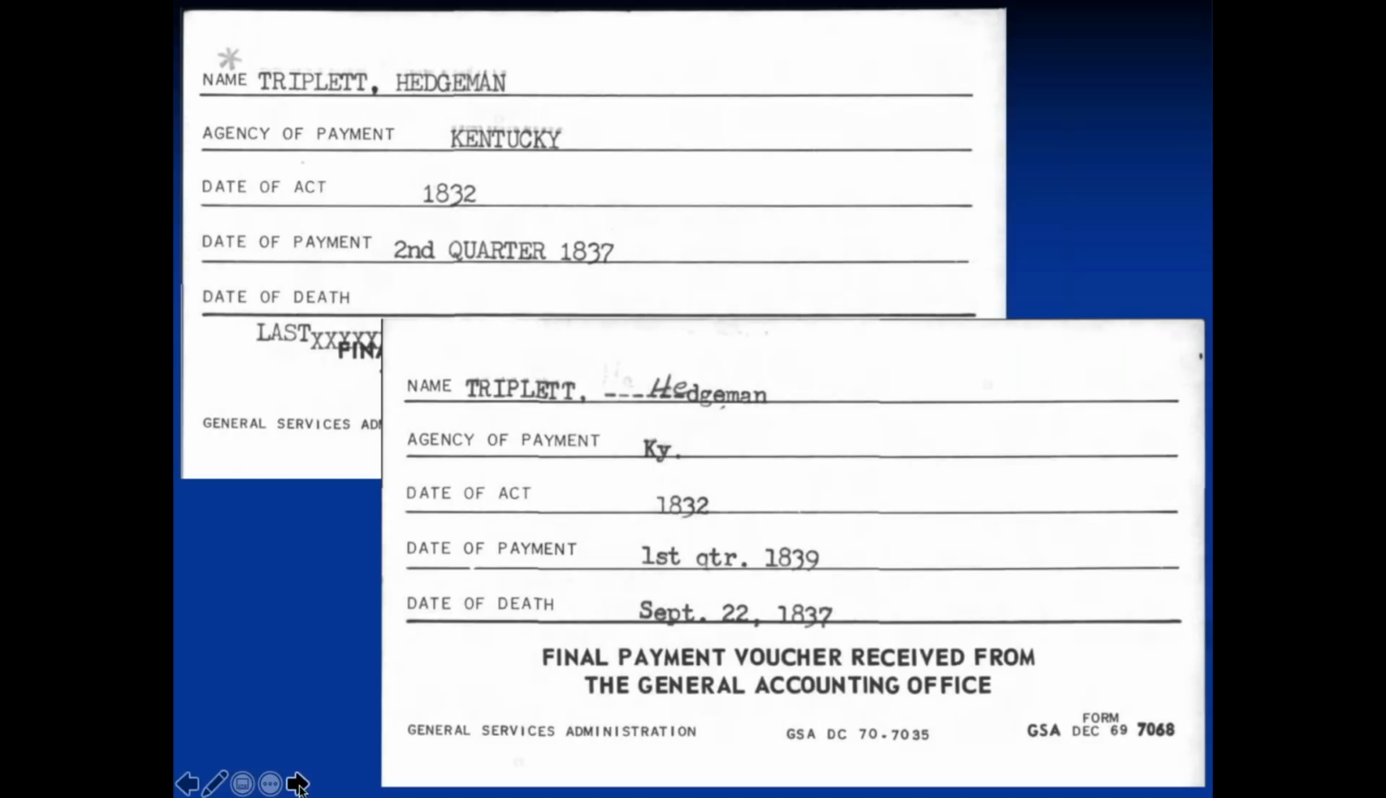So here we have Hedgeman Triplett. They do find his second quarter last payment, but they don't find his final payment. Notice the lack of an asterisk on the upper left-hand corner. So we have one payment that is found in the last and finals, and one payment that is not found in the last and finals. And the payment that's not found is the one that occurs after his death. So we definitely want to track that one down.